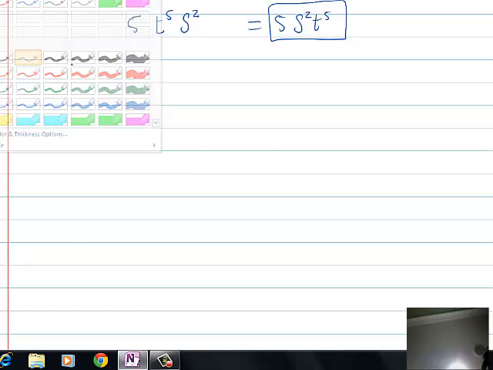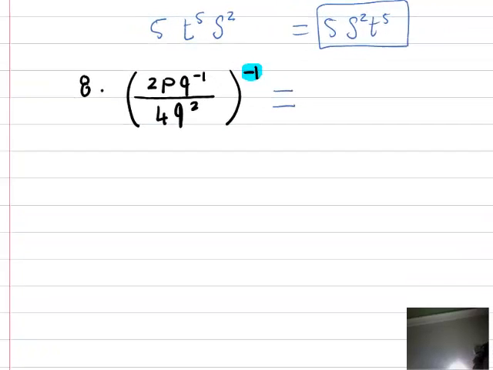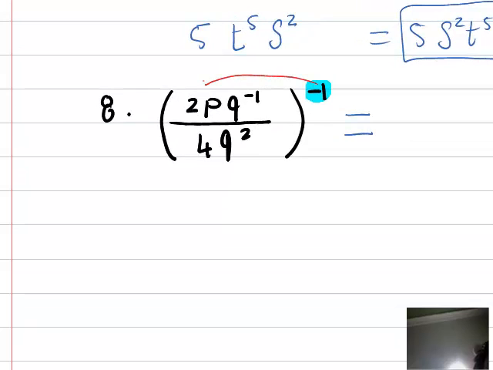This is number 8. 2pq to the negative 1 all over 4p squared to the negative 1. Again, whenever you see something this ugly, do not forget to take care of the outside exponent first, especially if it's raised to a negative. So I basically move this to each of the bases inside, like that, and then move it to this guy, and then to this guy as well.